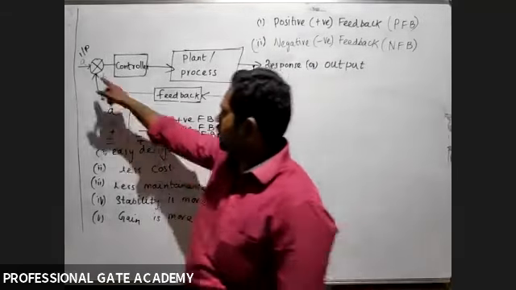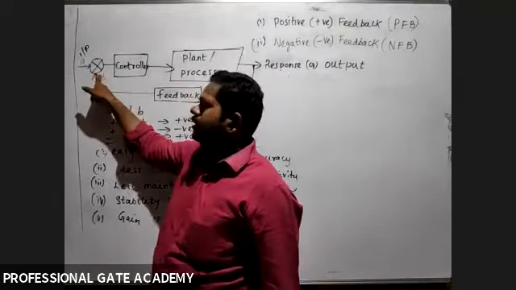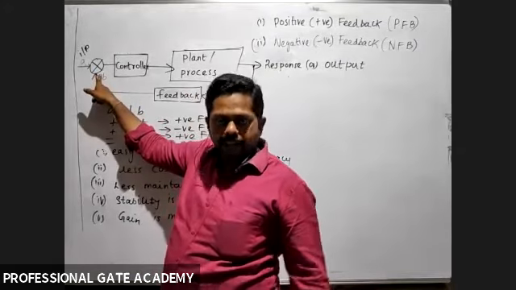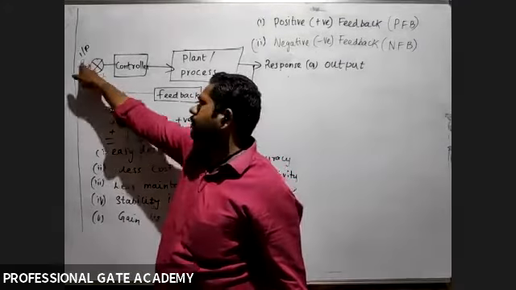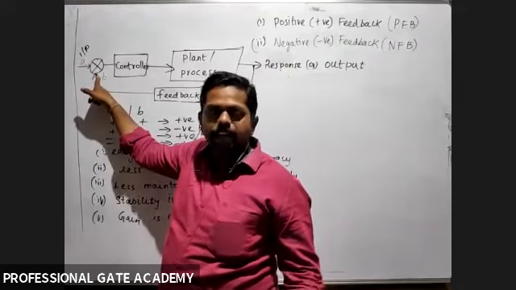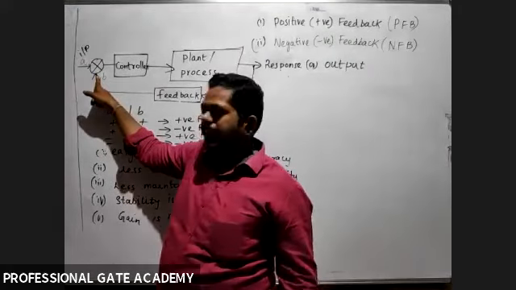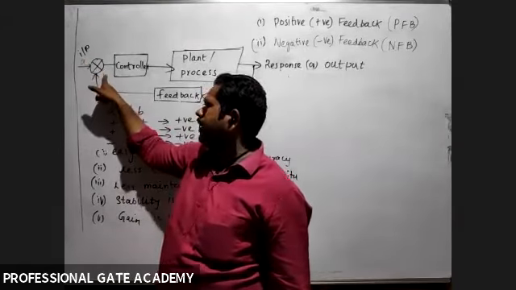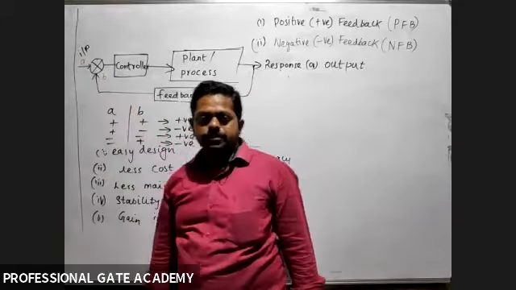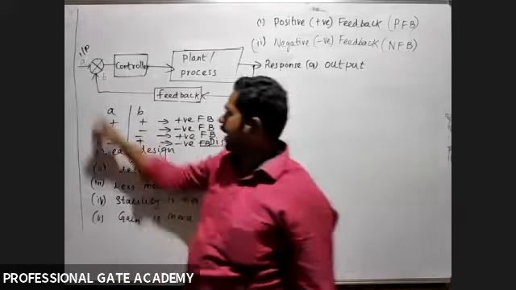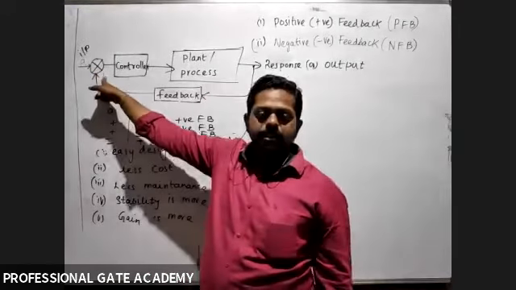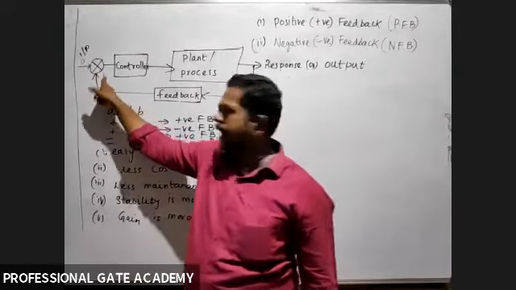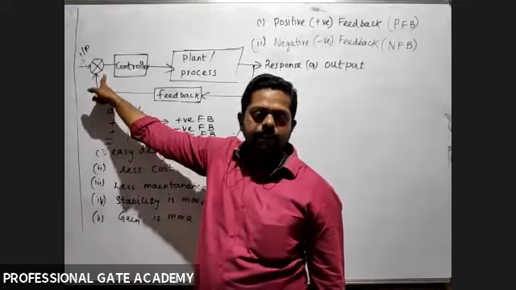So if A and B are the same sign, positive feedback system, plus plus or minus minus. If A and B are in opposite sign, what type of system? Negative feedback system. A positive, B minus, which feedback system? Negative feedback system. A negative, B plus, then negative feedback system. A minus, B minus, what type of feedback? Positive feedback.